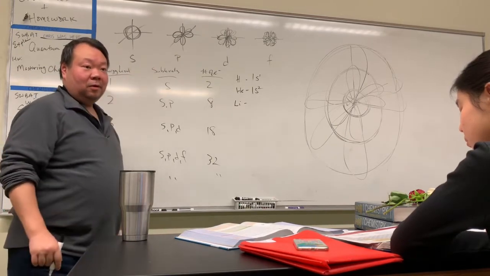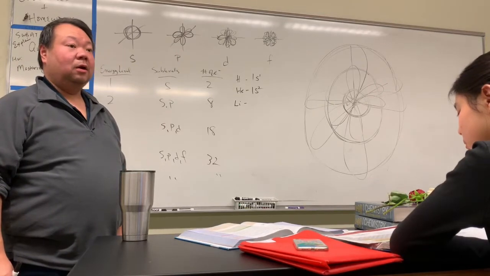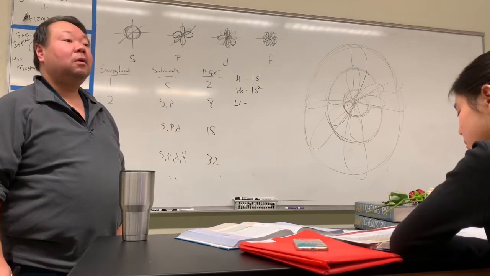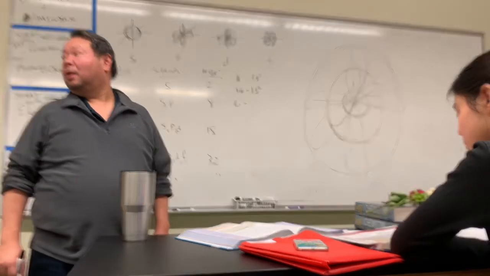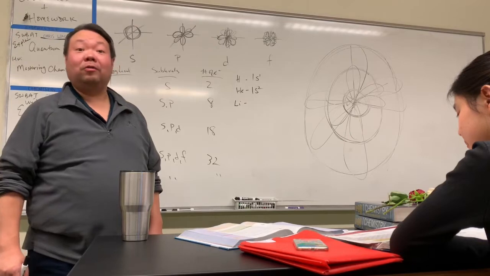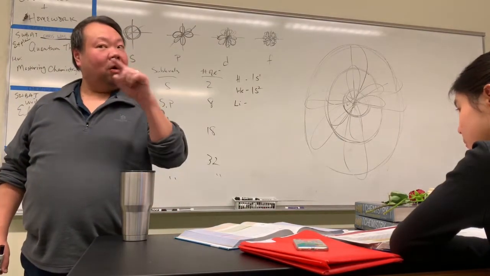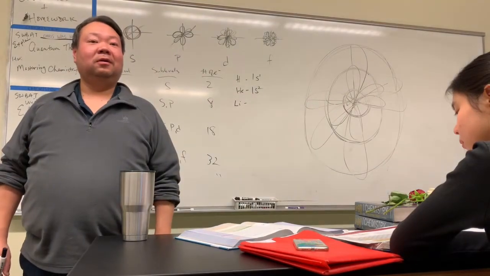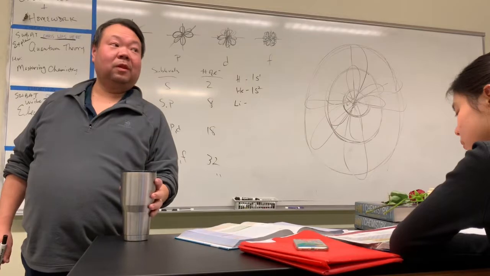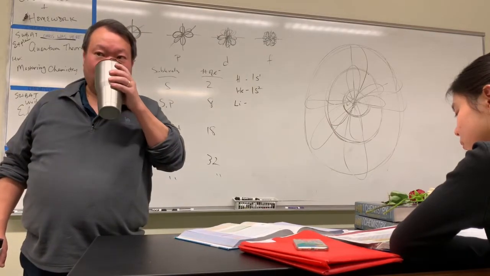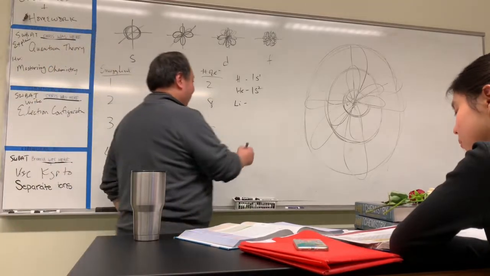Kim. 2s2p1. No. 2s2p1. Wrong. Ready? Oh, we're gonna try again? 1s2, 2p1. Almost. 1s2, 2s1. Correct. 1s2, 2s1.